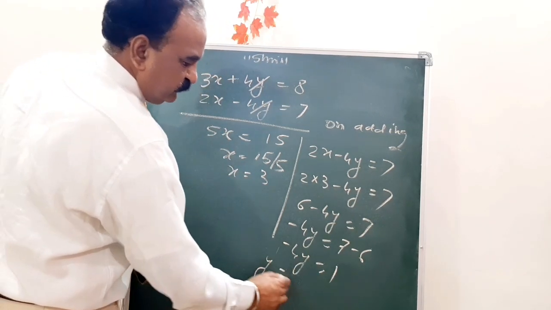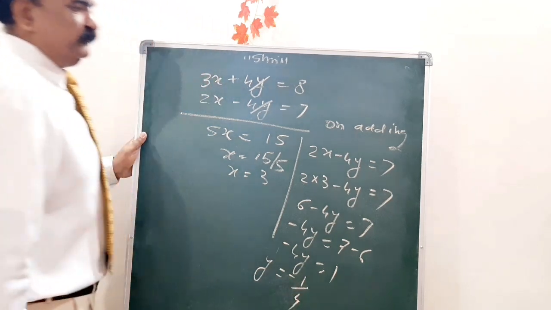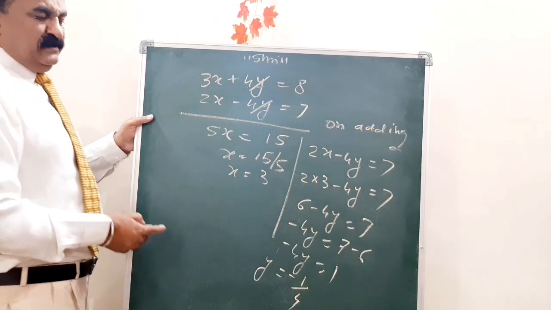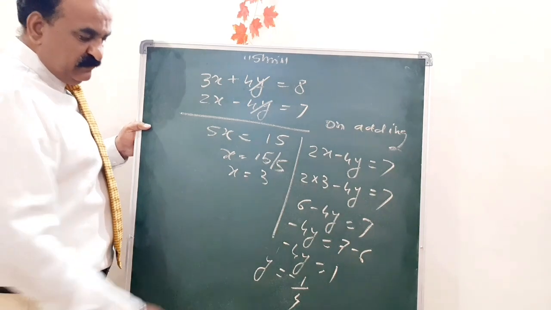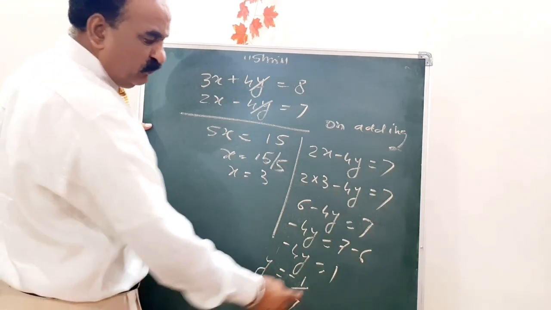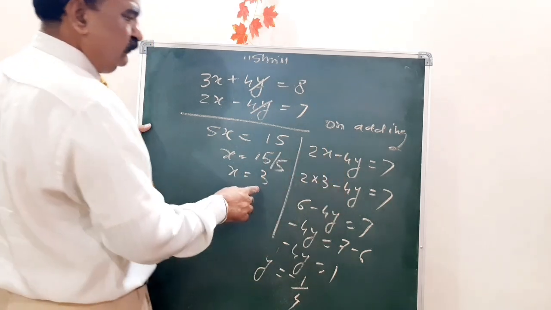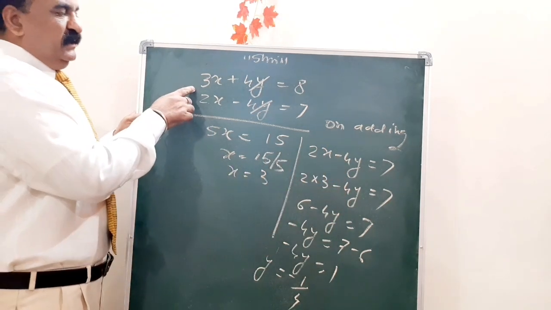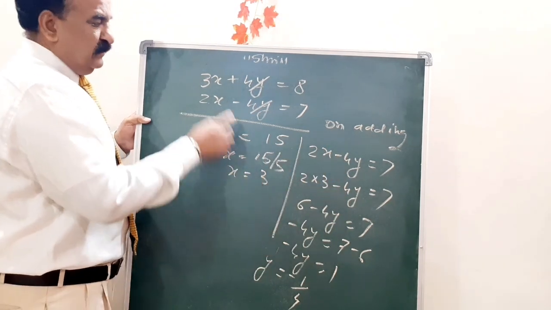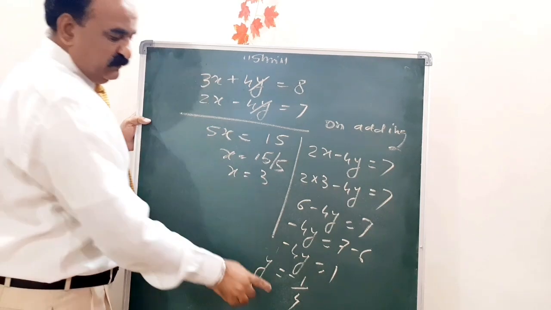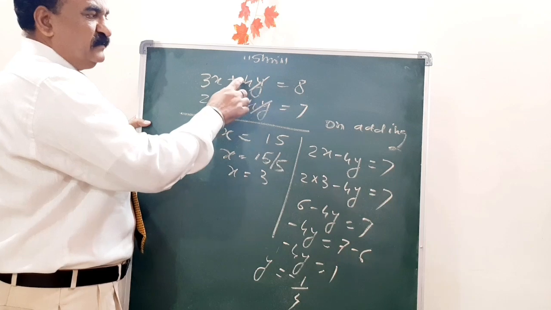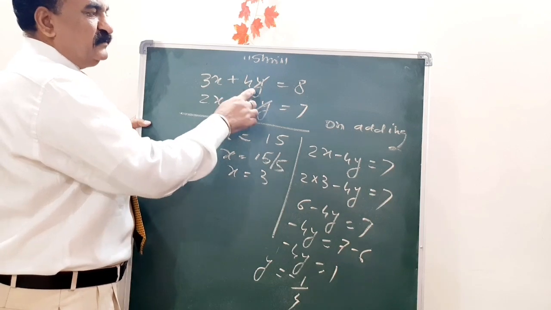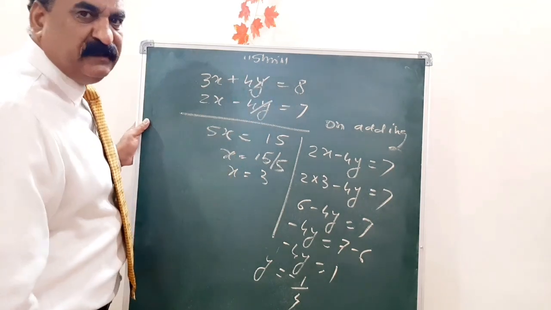Minus 4y is equal to 1. So y is equal to minus 1 by 4. And this is your answer. Clear? y is equal to minus 1 by 4 and x is equal to 3. Just put here, in place of x you can put 3. So 3 threes are 9. In place of y you can put minus 1 by 4. So 4 cancels, minus 1. So 9 minus 1 means 8. It means our solution is right.